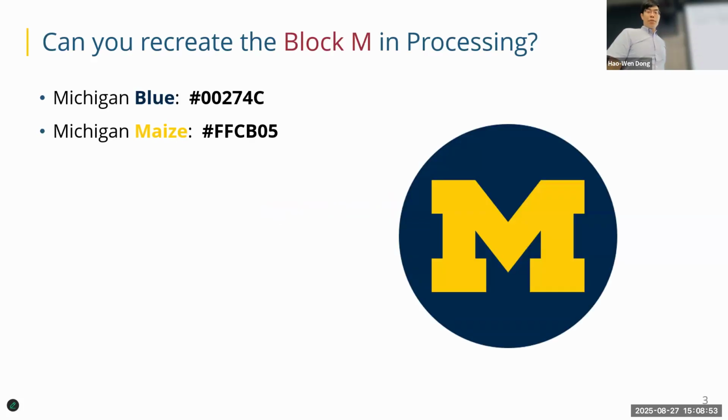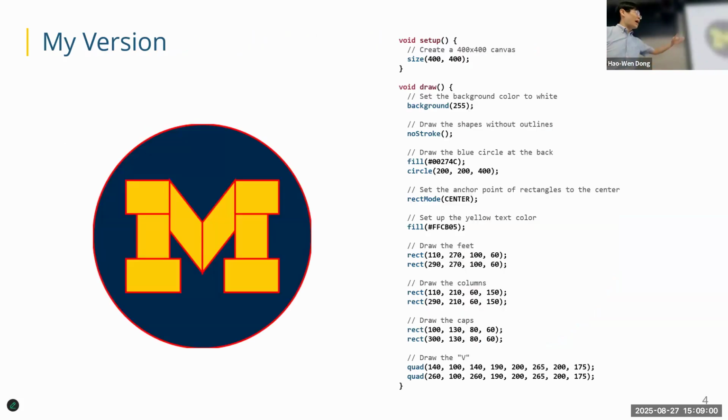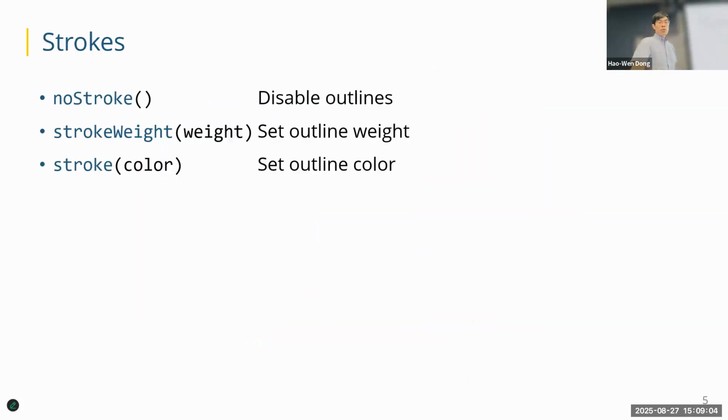We talked about this block M, and you likely noticed if you want to do it, you will see borders, some outlines, for all the things that you draw. To get rid of the stroke, you can just use noStroke to get rid of the outlines, strokeWeight to set the outline weight, and stroke to set the outline color.